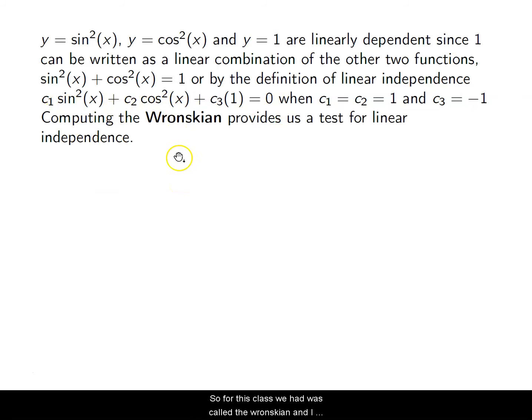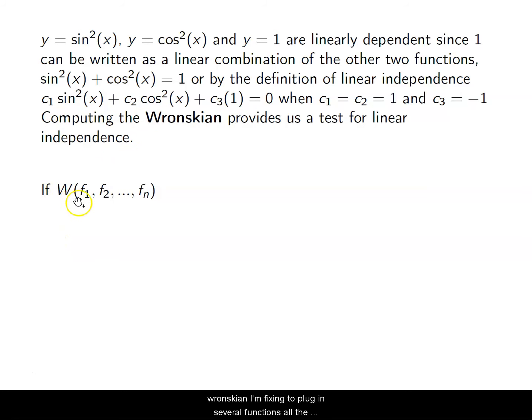So for this class, we have what's called the Wronskian, right? Especially since we're dealing with functions. In linear algebra, you're dealing with all kinds of objects: vectors, functions, all kinds of things. Here we're really just focusing on functions. So we have a way of testing for linear independence by computing what's called the Wronskian, okay?